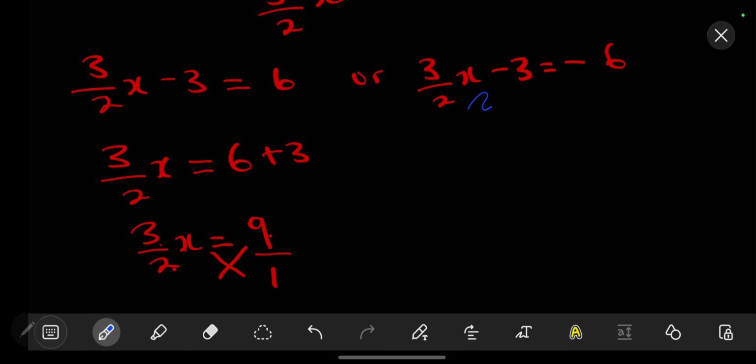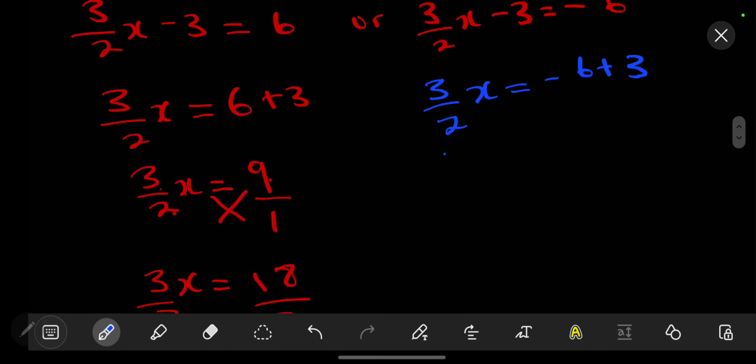So we are going to get for the other part, we have 3 over 2x minus 3 should be equal to, let's take the 3 to the other side. This one should be equal to negative 6. If this 3 goes to the other side, it will be plus 3, like that. Then we are going to have 3 over 2x, negative 6 plus 3 will give us a negative 3, like that. Then from here we are going to cross multiply.